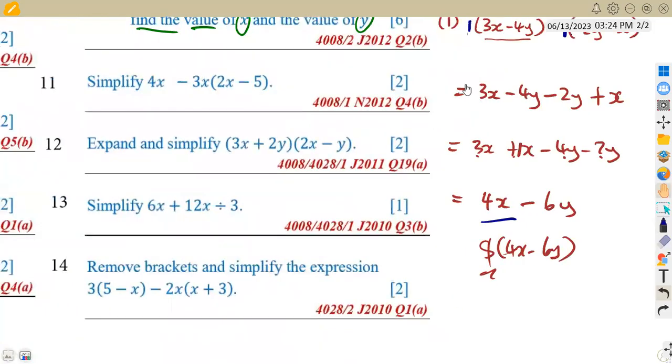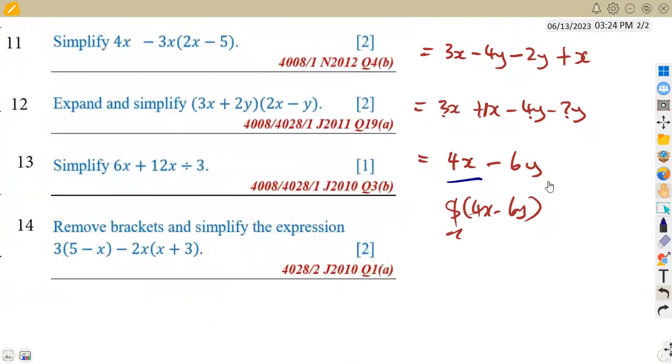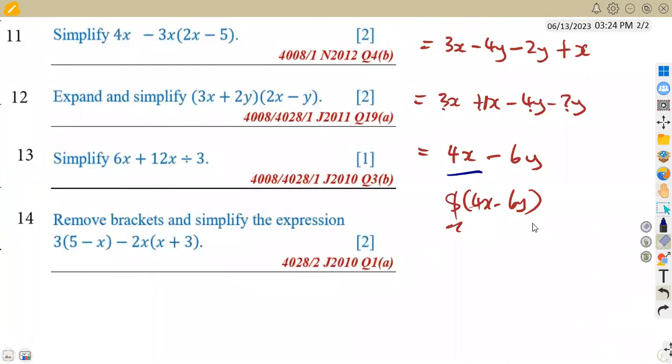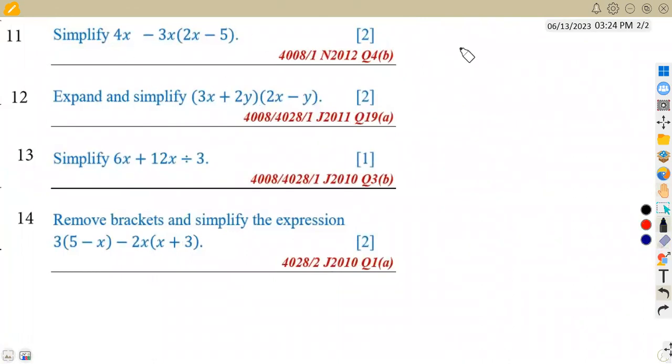All right, number 11, still simplification. As we can see, back to the normal simplification that we had, we just have to expand and collect like terms. So that will be 4x minus 3 and minus 3x and 2x. It's a positive and a negative, but x and x will be x squared. Then we move on: minus 3 and minus 5, a negative times a negative, will be a positive. So this will be positive 15x. All right, so from there we can collect like terms.